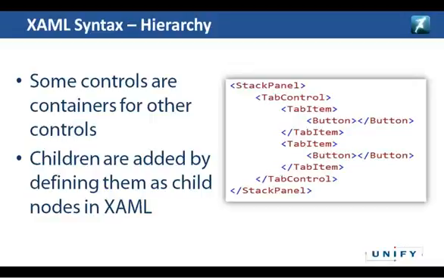So basically in this example, on the top level you have a stack panel. You see that XML definition of a stack panel, and at the end of the stack panel at the bottom. And then in the stack panel, you have a tab control. In the tab control, you have a tab item. On a tab item, you have a button. And on another tab item, you have another button. So basically, this is a tab control that has two tab panes, each with a button on them.